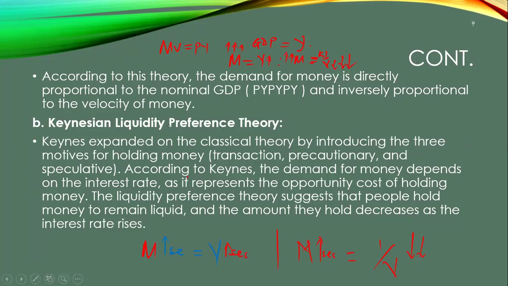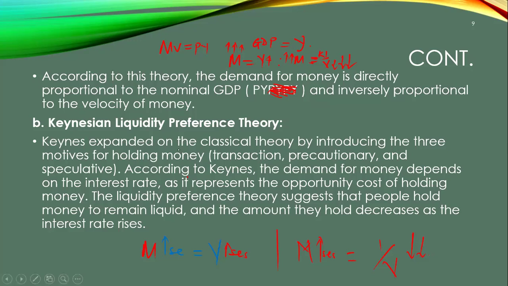So we're saying that, according to the theory of directly proportional to GDP, this one is supposed to only be P, price, and it is not PY. Now, the Keynesian liquidity preference theory.